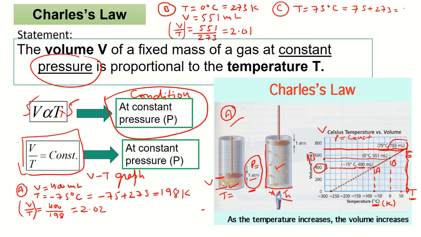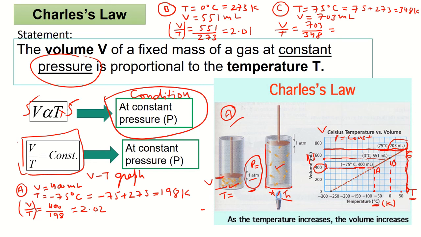So this value is coming 348 Kelvin, and here the volume value is coming, this is 703 milliliter. Now find the ratio of the V over T. So this V over T is 703 divided by 348. So let's calculate the value of this. 703 divided by 348, and it is coming 2.02.